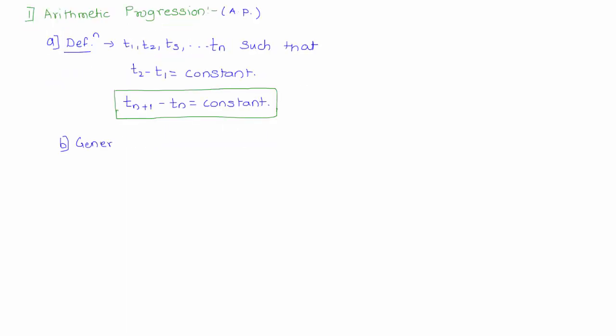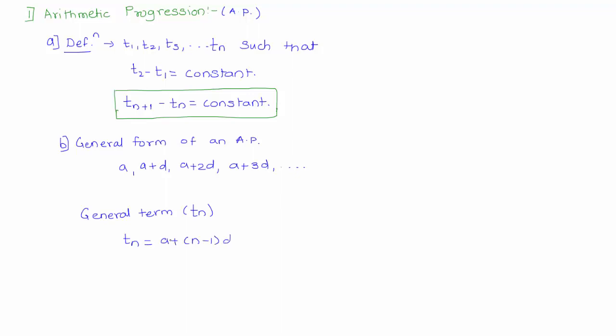Let us see the general form of an AP. So students, an AP is written as a, that is the first term, a plus d, a plus 2d, a plus 3d and so on. Now from this general form, guys, we can make the general term, that is Tn is given by Tn is equal to a plus n minus 1 into d. Okay, so this is another expression that we need to memorize while solving the problems.